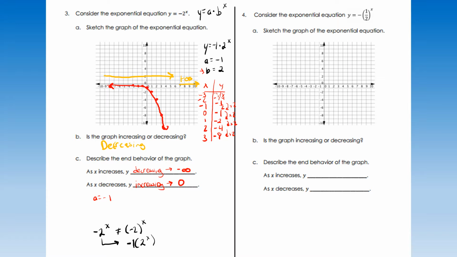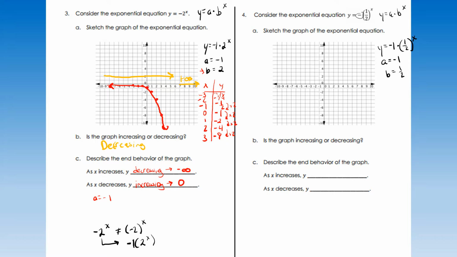All right, and now we've got one more to look at here. So this is y equals -1/2 to the x power. Again, I want to write this in y equals a times b to the x. Our b to the x part of this equation is 1/2 to the power of x. And what is it being multiplied by? Since there's a negative sign out front, it's being multiplied by -1. So it's -1 times 1/2 to the power of x. So for this one, a is -1 and b is 1/2.